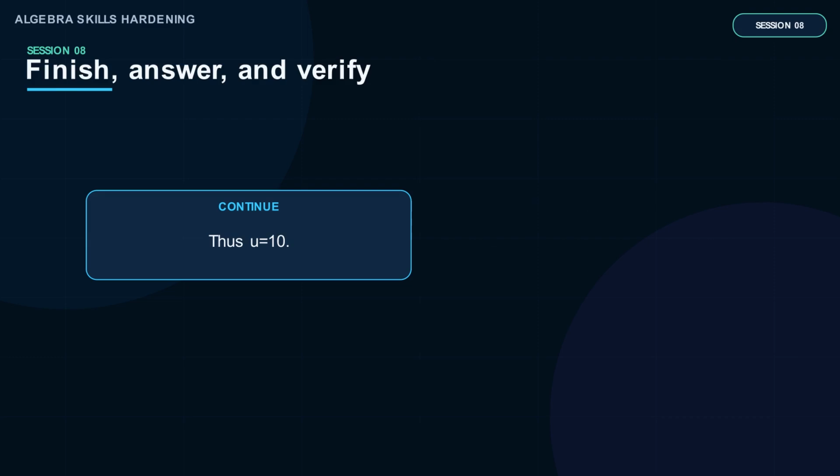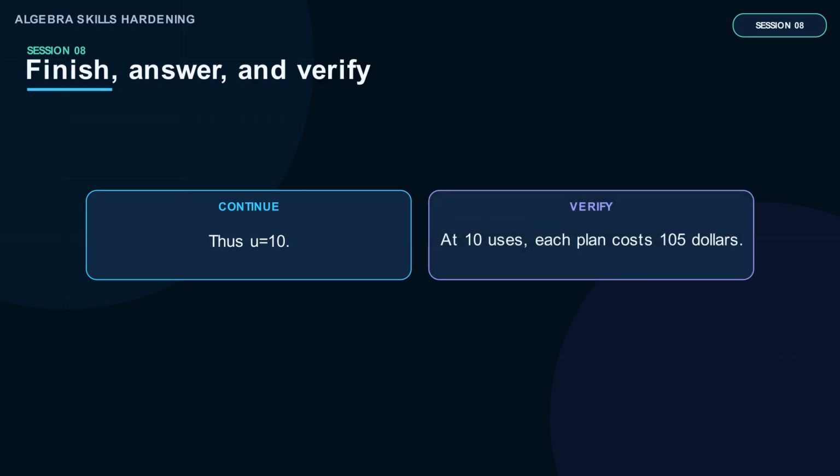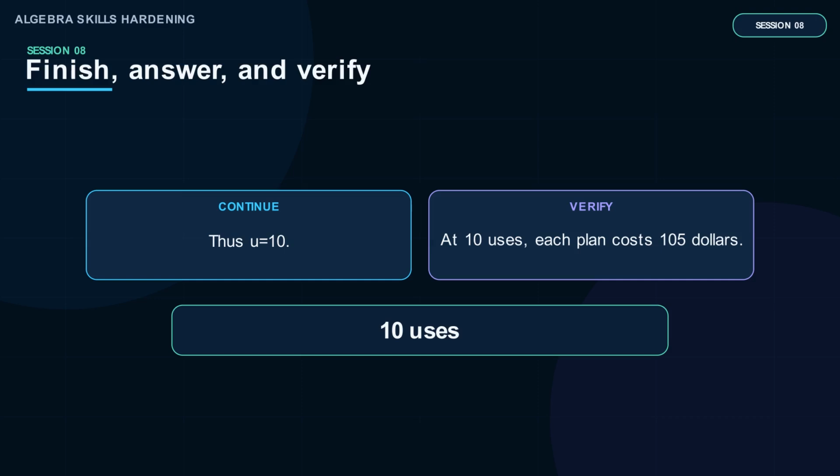Complete the argument. At 10 uses, each plan costs $105. This is part of the solution, not decoration. The final answer is 10 uses. Compare it with the requested variable, expression, unit, interval, or classification. Verify from another direction: substitute, compare representations, inspect units, or test a boundary. Prove that the result satisfies the original conditions.